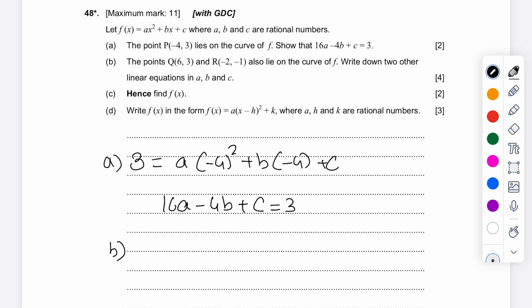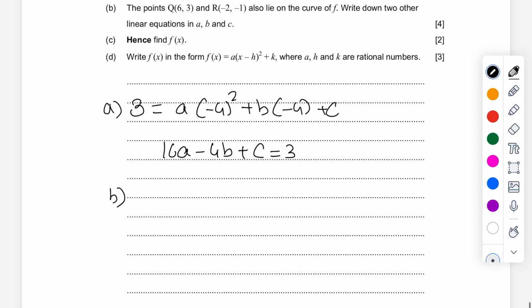The points (6, 3) and (minus 2, minus 1) lie on the curve F. Write down two other linear equations of a, b, c. So 3 equals 36a plus 6b plus c. Negative 1 equals 4a minus 2b plus c.